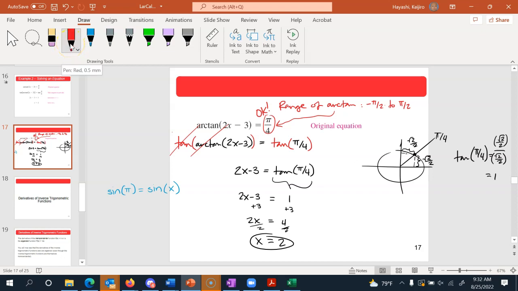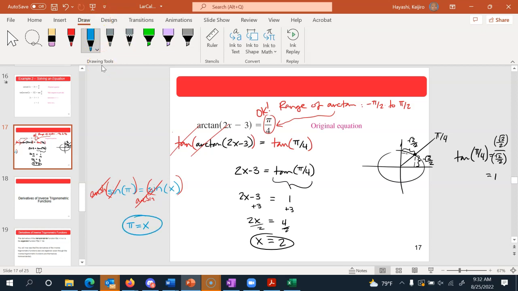I don't know that you would necessarily get the wrong answer, but you would at least not get all the right answers. So for example, if you just saw this equation right here, sine of pi equals sine of x, and you took the arcsine of both sides, thinking that that's going to give you your answer, you get pi equals x, right? Or x equals pi.